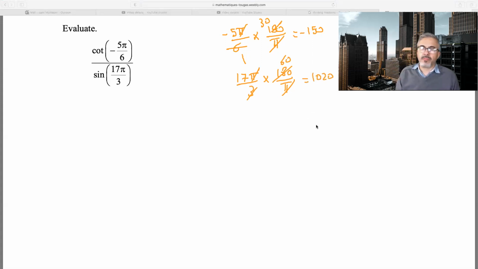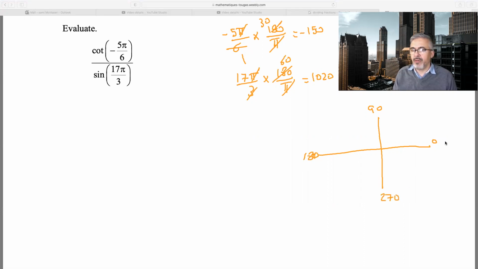So you have to draw these two angles to be able to answer this. So the first angle here is the negative 150. So 0, 90, pi, 180, 270, all the way around is 360. So negative 150, you're going in this direction here. So negative 150, it's around here.